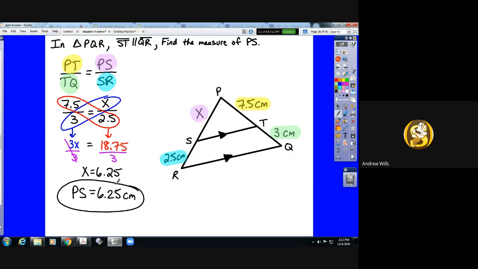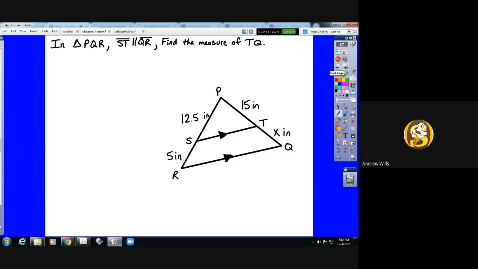Okay. So here's the next one. In triangle PQR, ST is parallel to QR. Find the measure of TQ. So once again, you'll notice that TQ has already been labeled with a variable x. We're going to set up and solve the proportion to find TQ, to find x.